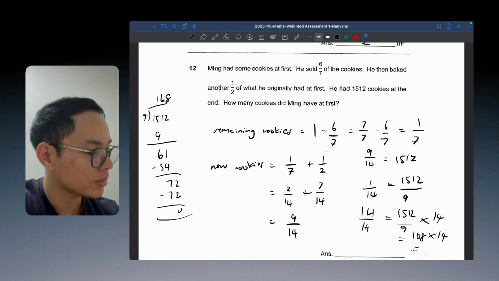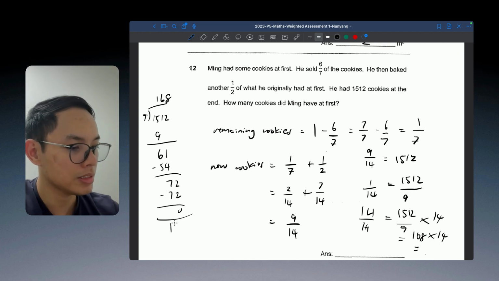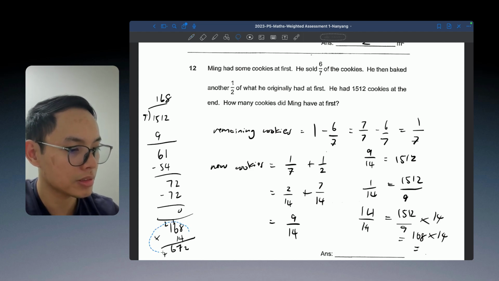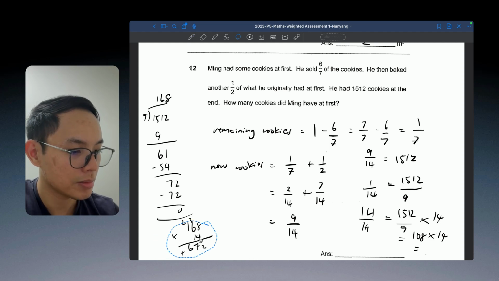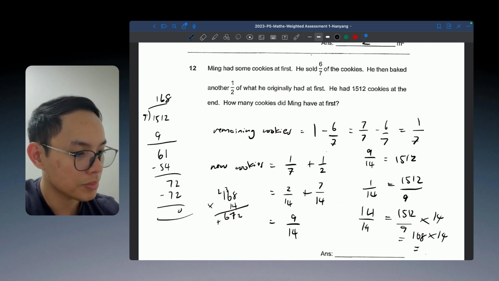Let's see how much this is, so let's do the workings. 168 times 14. So 8 times 4 is equal to 32. So put 2 here, carry 3. 6 times 4 is 24, plus 3, 27. 1 times 4 is 4, plus 2 is 672. Okay, and then lastly, you put here 8 times 1 is 8.